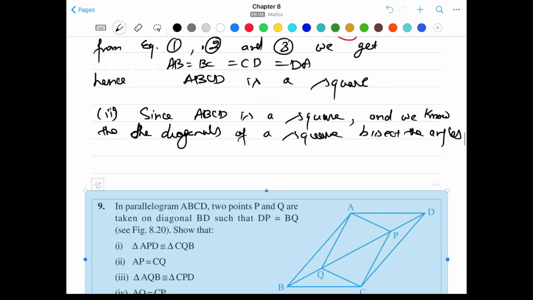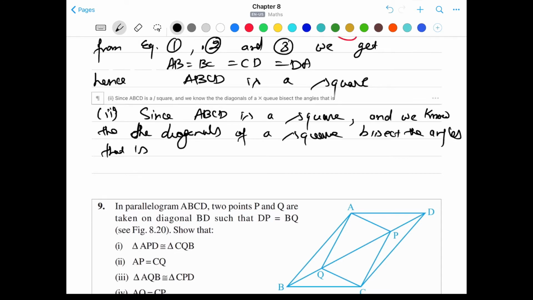that is, BD bisects angle B as well as angle D. So we'll directly write, since ABCD is a square and we know that the diagonal of a square bisects the angle, BD will bisect angle B and as well as angle D. Directly using the property. So that's the answer of question number 8.